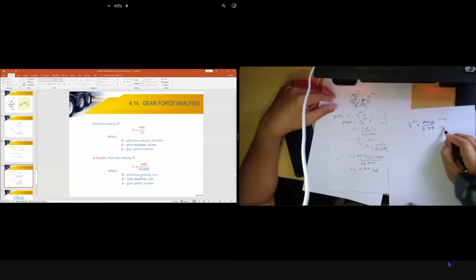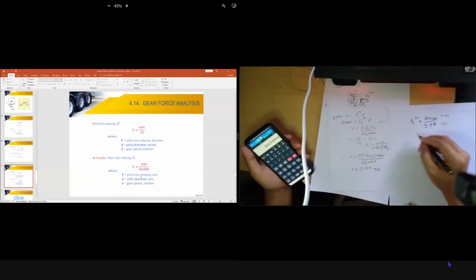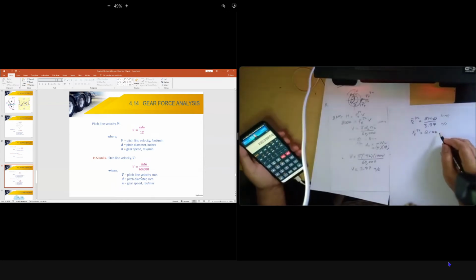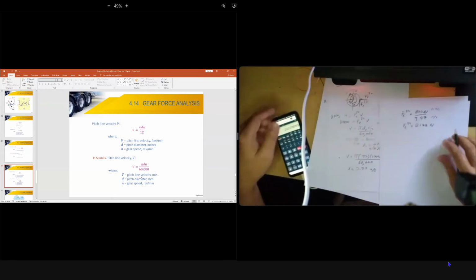So 8,000 over 3.77, we get FT32 is 2122. Okay? 2122.02, so 2122 Newton, I make it rough. If you take two decimal points, it is more accurate.